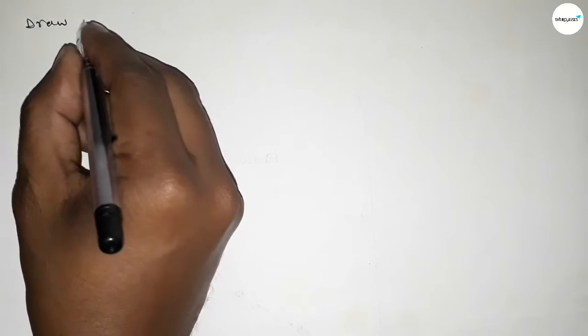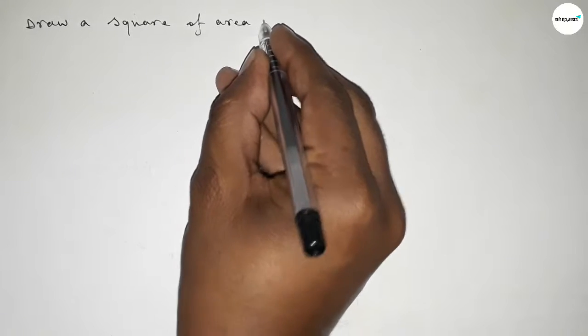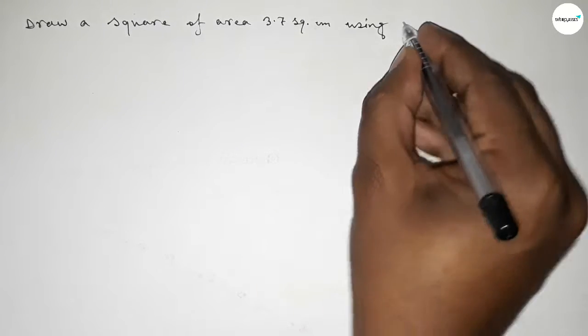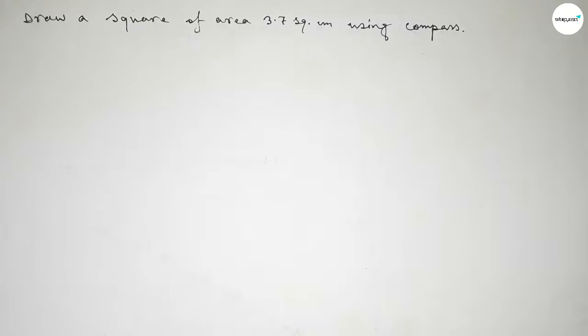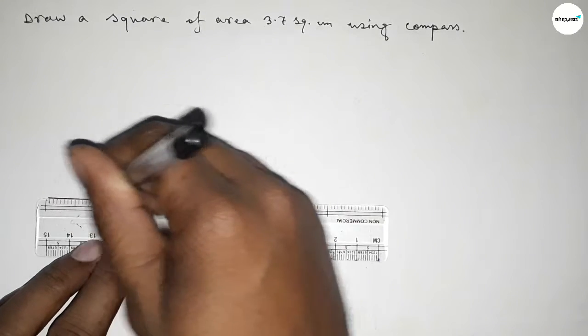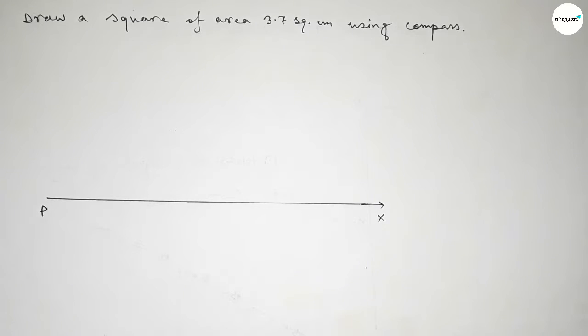Today in this video we have to draw a square of area 3.7 square centimeter by using compass. So let's start the video. First of all, we have to draw a line of any length. So first drawing a line and taking point P and here X.